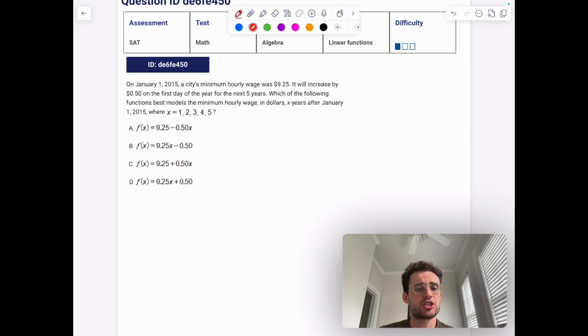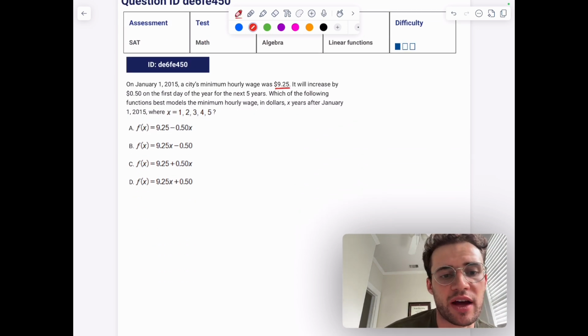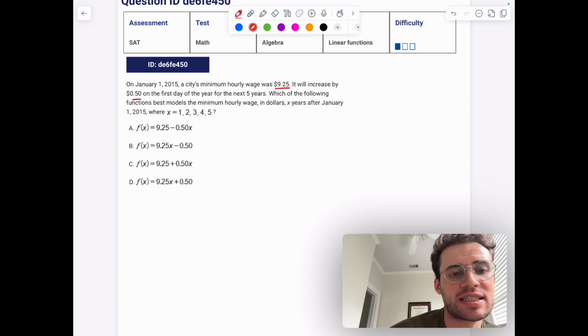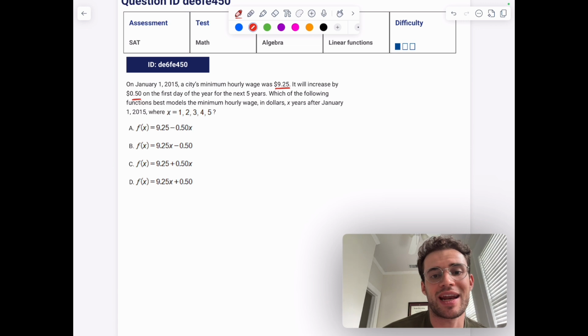On January 1st, 2015, a city's minimum hourly wage was $9.25. So that's like the initial amount. It will increase by 50 cents on the first day of the year for the next 5 years. So for each year, it will go up 0.50. Which of the following functions best models the minimum hourly wage in dollars x years after January 1st, 2015, where x is 1, 2, 3, 4, and 5?